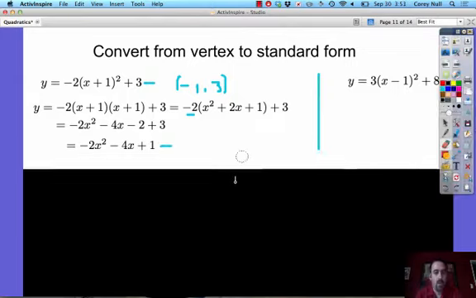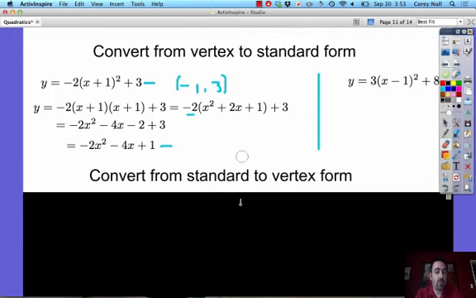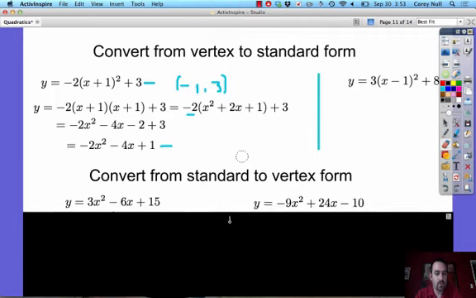So let's convert from standard form to vertex form. We're going to look at the one on the left. The one on the right is for you to work on your own, and we'll go over it in class. So we have this equation, and we want to convert it to vertex form. Now remember, vertex form, we need to think about what we need. We need A, that number out in front. We need H, and we need K. So we need the equation for the vertex, the point for the vertex.